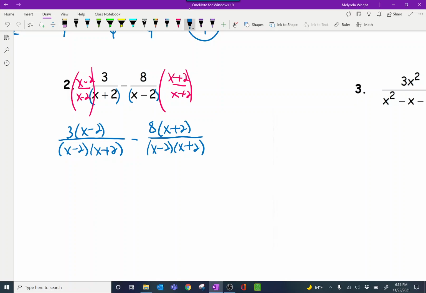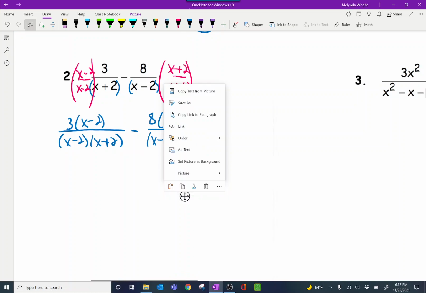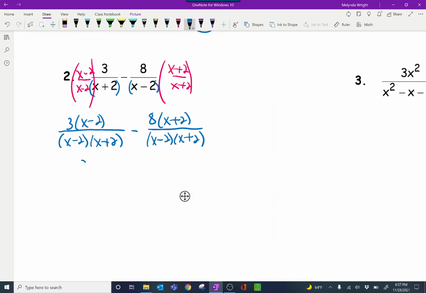Yay! So there's several ways that we can proceed from here. What I would like to do is just to bring that all together into one fraction. I'm not going to do any multiplying yet or distributing. I'm just going to bring it into one fraction. So I have 3 times x minus 2 minus 8 times x plus 2 all over x minus 2, x plus 2.